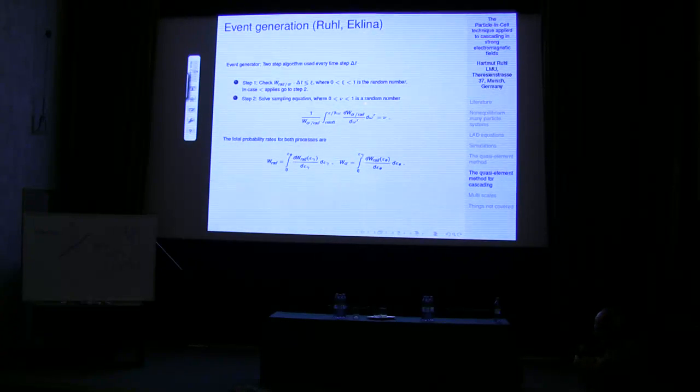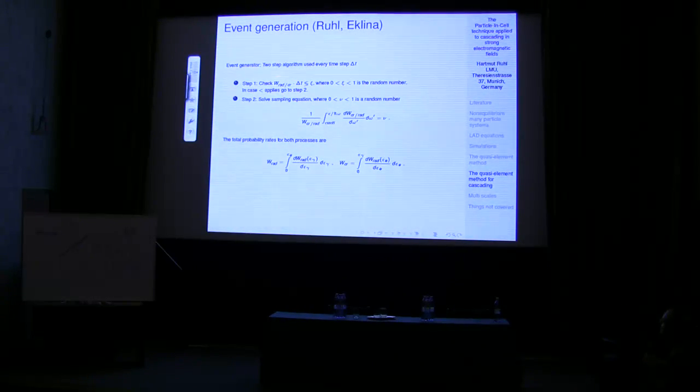What do you have to do? First of all, you have to calculate the total probability. Let's say the total probability for radiation or for pair reproduction over a time interval delta t. So that means you multiply that by delta t.